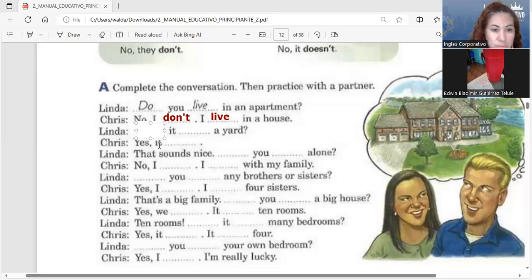Do. With it, it is third person singular. Okay. Do you use the word do? Yes. Or it does? Doesn't it? Does or do? Does. Very good. Excellent. Does it?